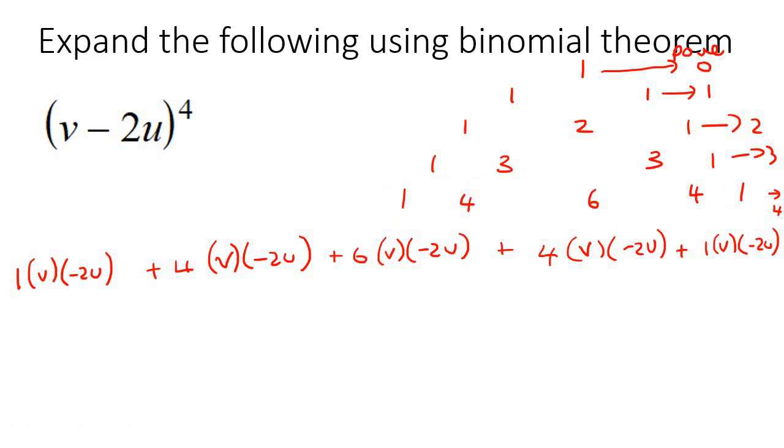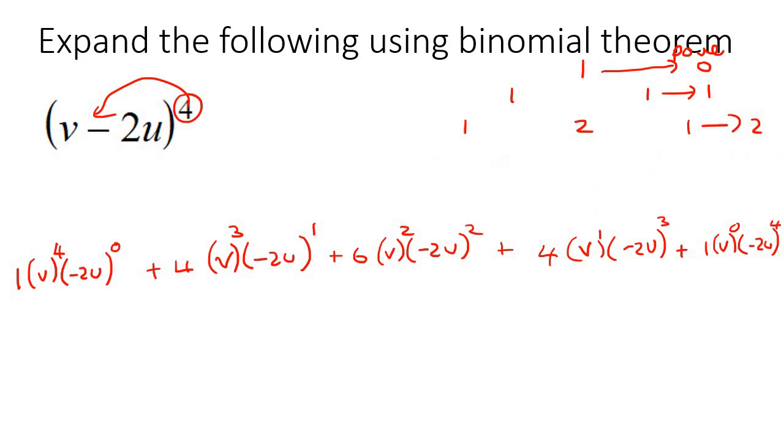Okay, good stuff. Now you take this number and you put it to the first one. So that's that one. So 4, 3, 2, 1, 0. Then use the other number, 0, 1, 2, 3, 4. Okay, now we just simplify. So this falls away because that's a zero, that becomes a 1. So you just end up with V to the power of 4 plus. Now, this part is going to give us 4V3. But when you multiply that by negative 2, you get negative 8.